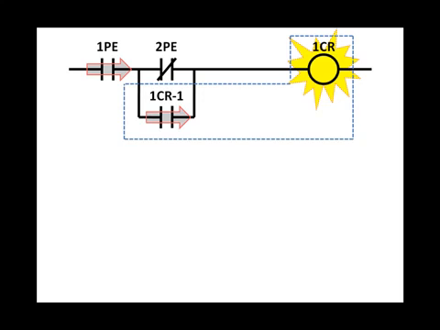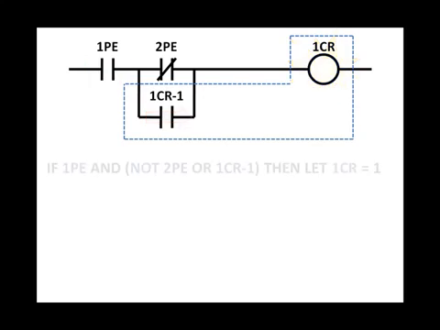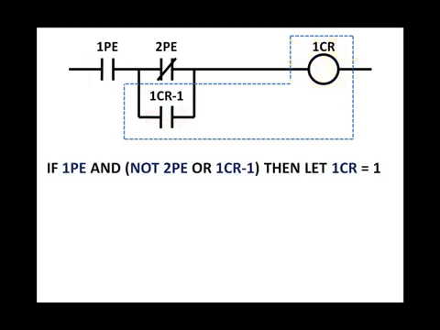The logical statement of this rung of relay logic would be stated in one of two ways. You could say if photo I1 and not photo I2, which means if photo I1 is energized or on and photo I2 is not on, and then we have an OR circuit here. So, if photo I1 and not photo I2, or if photo I1 and 1CR-1, then let contact relay 1 equal on.